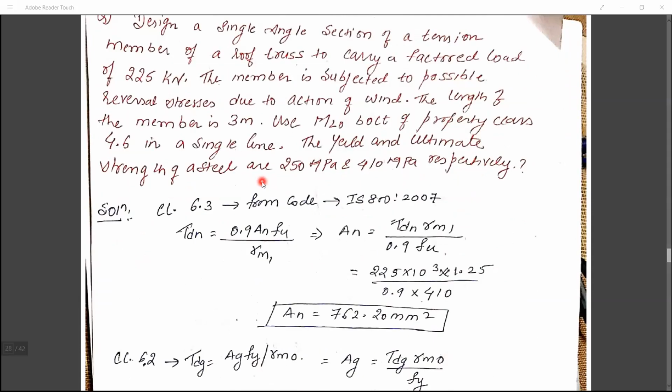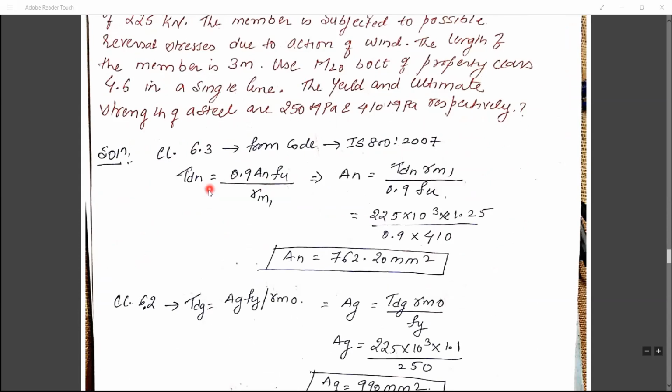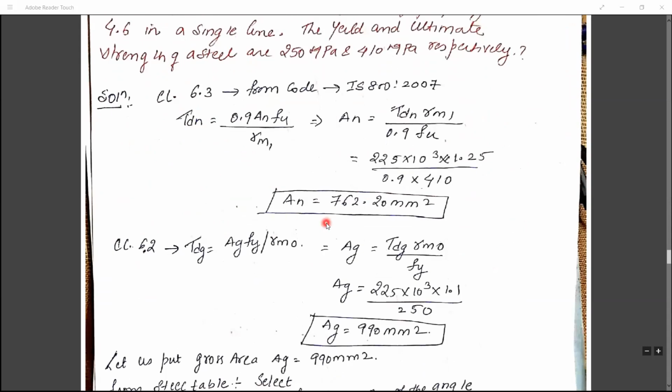The load is given, the factored load is given. We need to select the member by considering the load and determining it based on its property class and bolting connections. So from clause 6.3, the tension member with net cross sectional area, the formula is with respect to the code book. So when you substitute this net cross sectional area, you will get this answer.